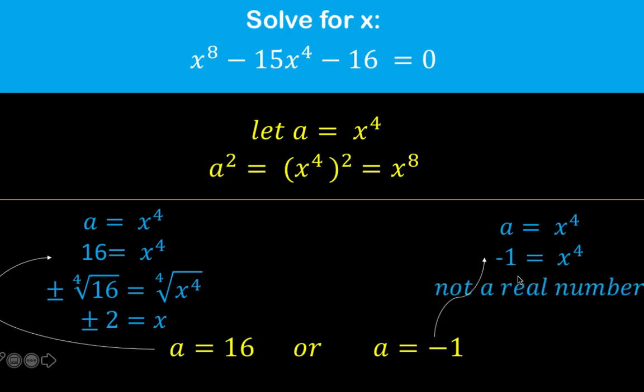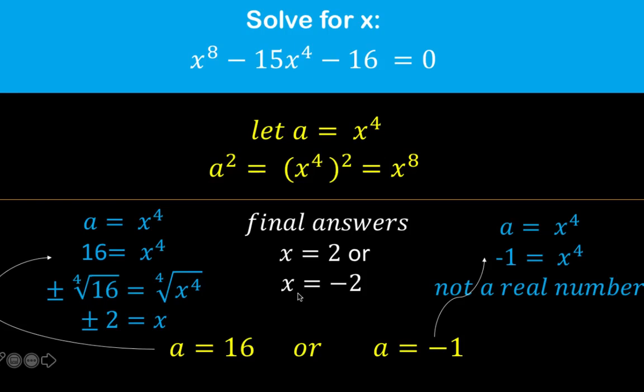Then notice that at the right side, this is not a real number because you cannot find any number such that when you multiply that number 4 times, the result is negative 1. And so for our final answers, we only consider x equals positive 2 or x equals negative 2. x to the 4th equals negative 1 is an extraneous root. So this is now our final answer.